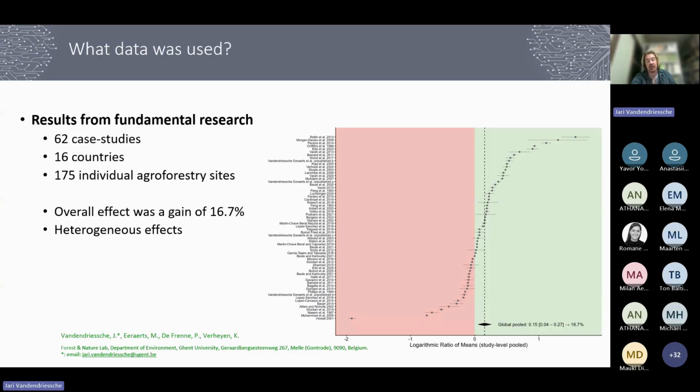What data did we use? So first, we indeed used the data from our fieldwork, but also from 60 other case studies that we gathered throughout the research we performed by reviewing meta-analysis, so really meta-synthesis of existing case studies. And this resulted in 62 studies that we implemented over 16 countries, and this included 175 different agroforestry sites. So that's quite a lot.